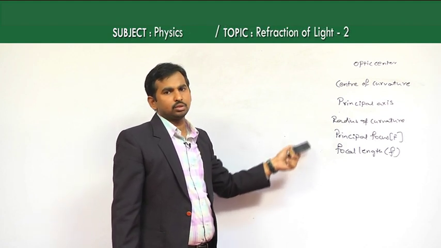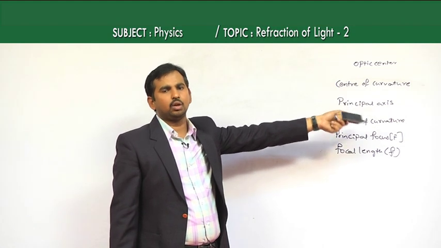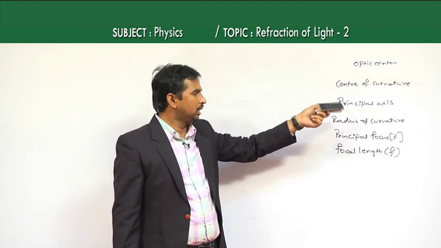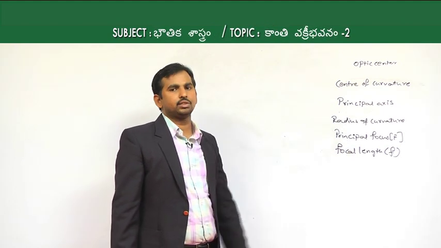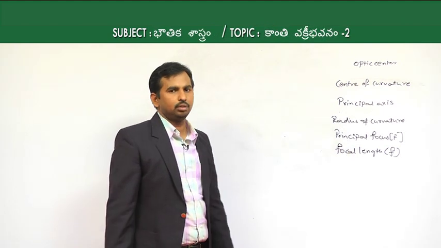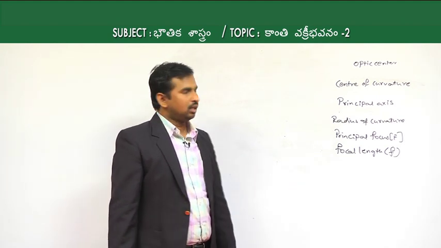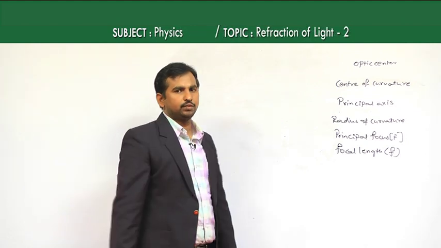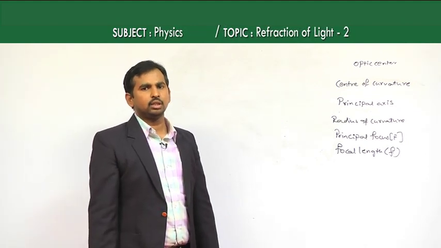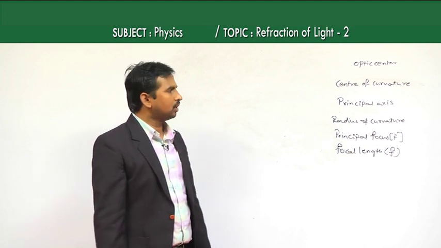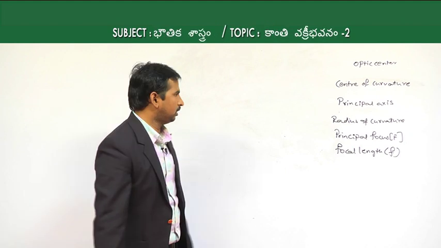And principal focus is the point where the light rays you are taking are converging, or appear to be converging, to a point. That point we call the principal focus, and focal length is the distance from the optic center to the principal focus. Now by using all these basic definitions, we are going to explain the refraction through the convex lens, which means how the light ray behaves once it enters the convex lens here.